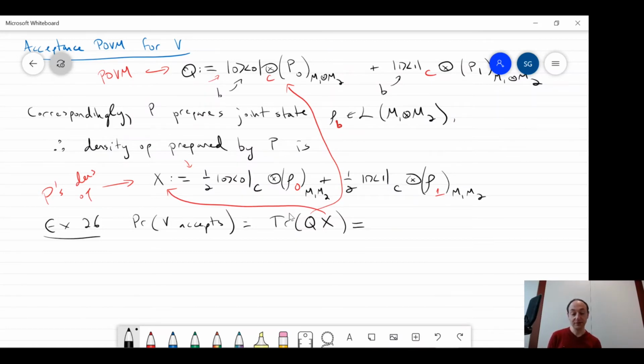And now the nice thing is that these things are block diagonal. I mean, I have 0 tensor something plus 1 tensor something. So if I think of this as a matrix Q, this is the 0,0 block, and this is the 1,1 block. I could write it as P0 up here and P1 over here, and just 0 matrices everywhere else. And X also has this property. It's also block diagonal in this sense with respect to the C register. And therefore, we only need to multiply out the diagonal terms.